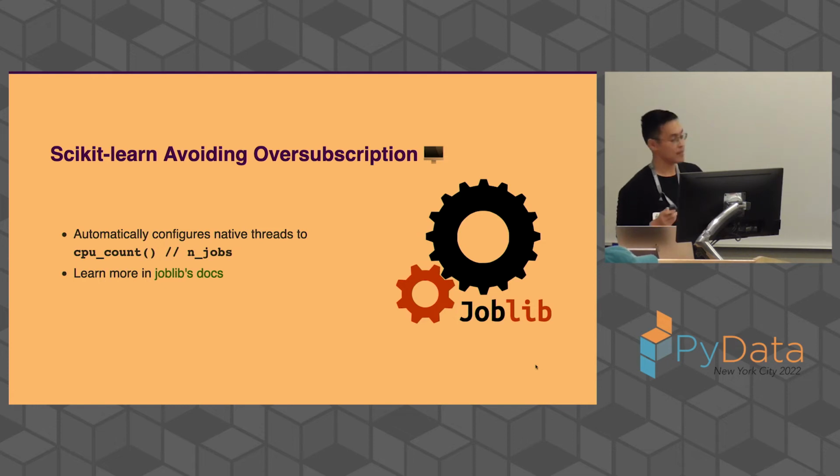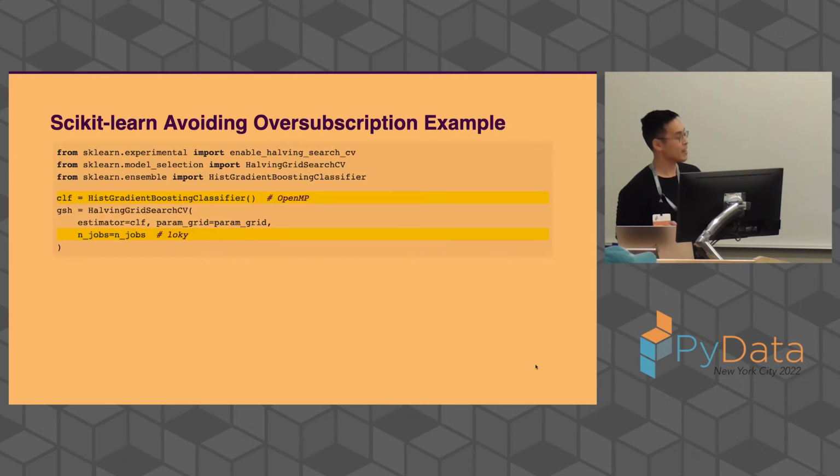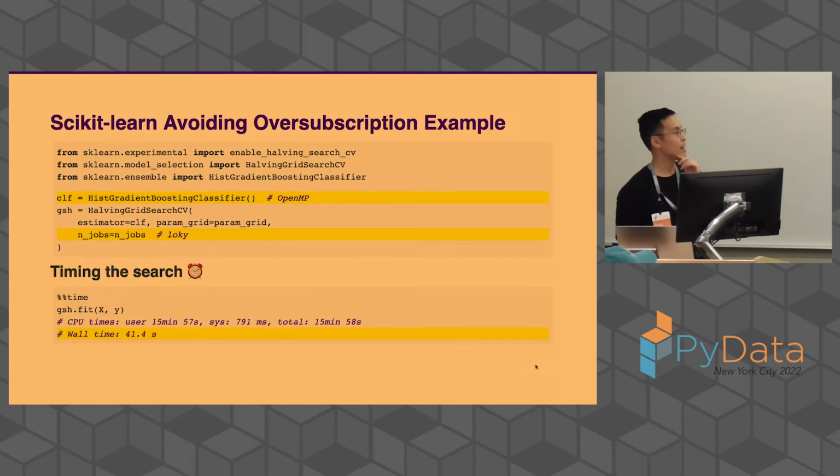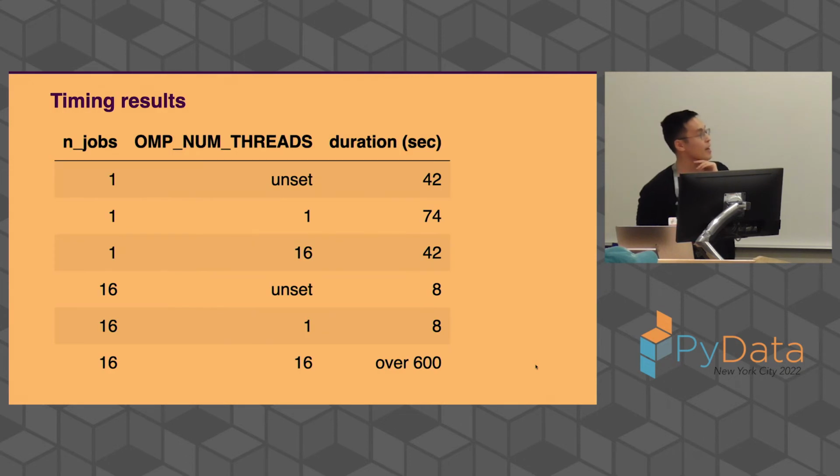I wanted to create a demo on this, but as you can see in the slides, it takes too long for the oversubscribed part. So as a quick example, here the classifier is histogram gradient boosting, which uses OpenMP, and having GridSearchCV, which uses Loky. So this is nested parallelism. There's parallelism in the estimator itself, and there's parallelism when searching. And I'm going to measure the time. And these are my results.